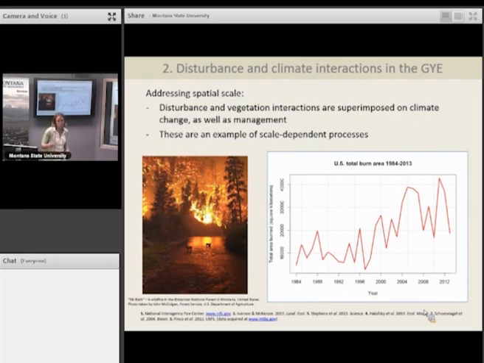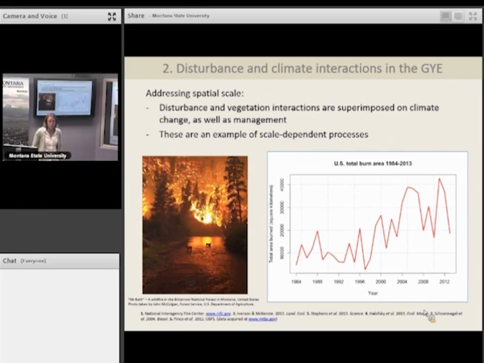On the left, we can see a plot of the total burn area within the United States, and this is using the Monitoring Trends in Burn Severity data set. I'm going to be showing that a few times in my presentation. It's from 1984 until 2013. You can see that there's an increase in the total burn area across the U.S. However, this varies regionally.